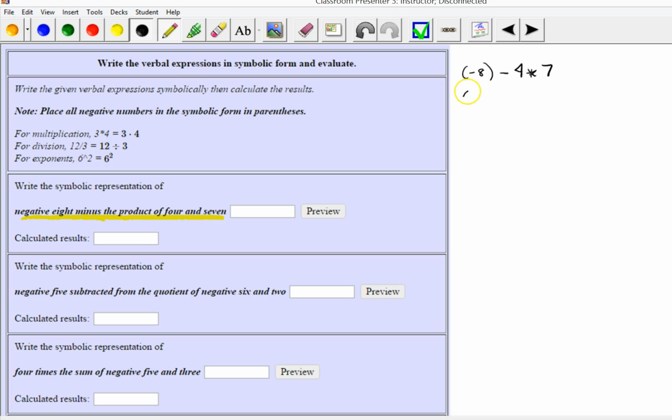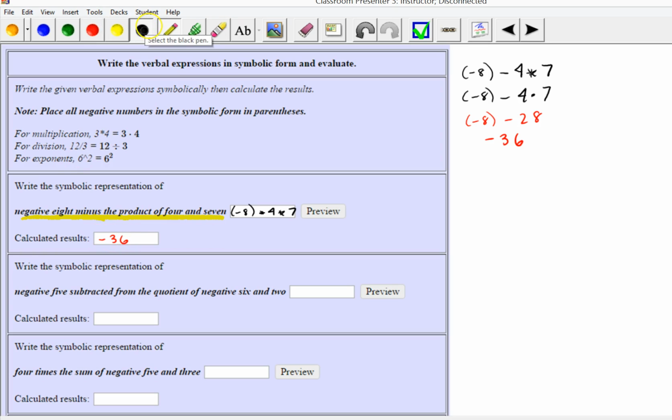Okay, so this reads negative 8 minus the product of 4 and 7, and make sure you put the negative number in parentheses. Okay, and now let's write this here. Negative 8 minus 4 asterisk 7. Remember to click preview. Now calculate those results. Well, first we do multiplication, which is negative 28. Negative 8 minus 28, well, that would be negative 36 for our results.